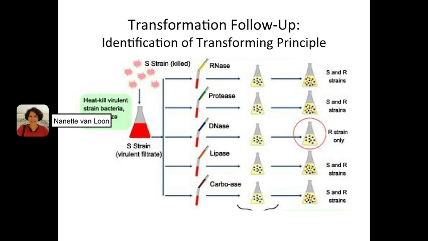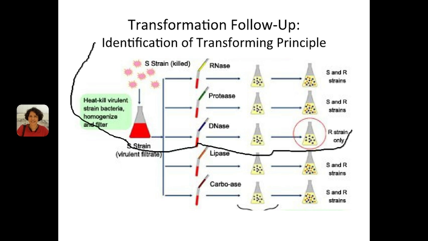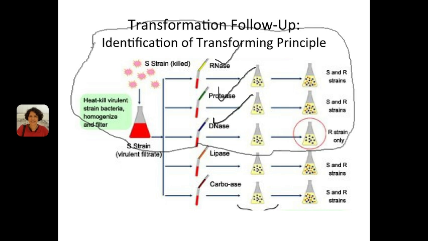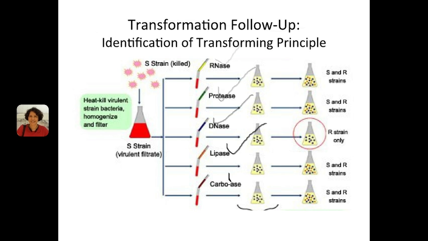Here is a picture that I found on the internet that shows the Avery, MacLeod, and McCarty experiment. The parts that they talk about in our book are over here, where the extract was treated with RNase or protease or DNase. Here they also talk about treating different samples with lipase and an enzyme that would break down carbohydrates, say amylase, they call it carboase.